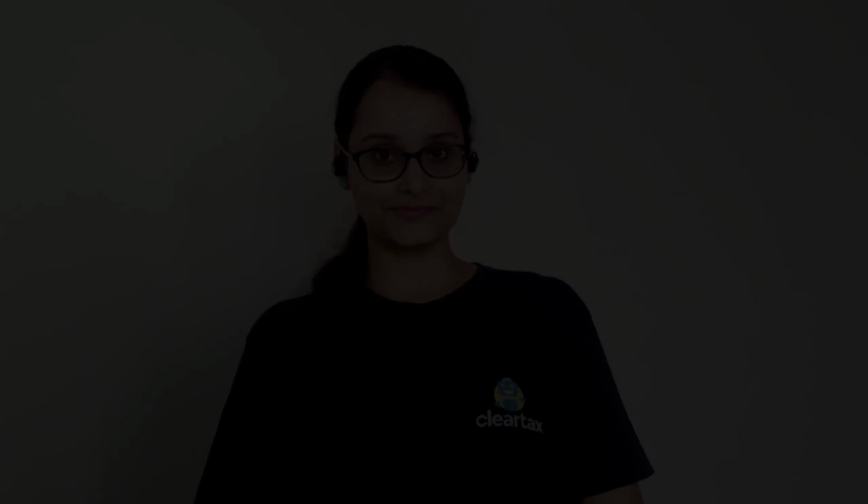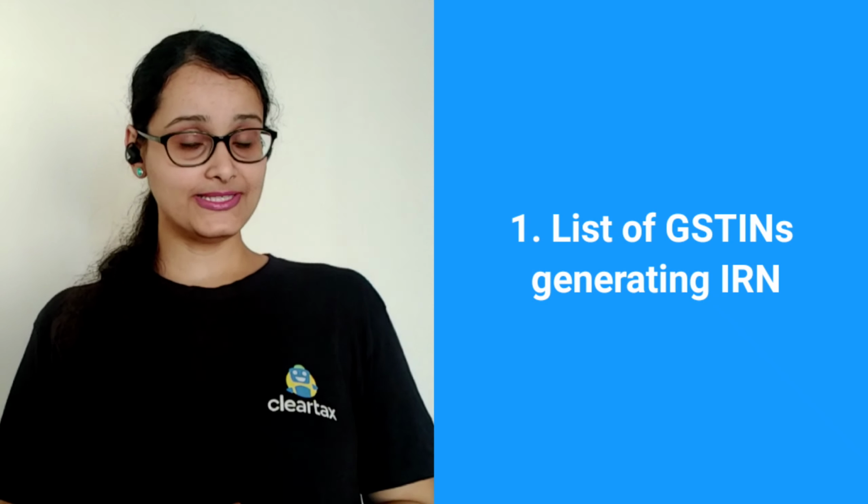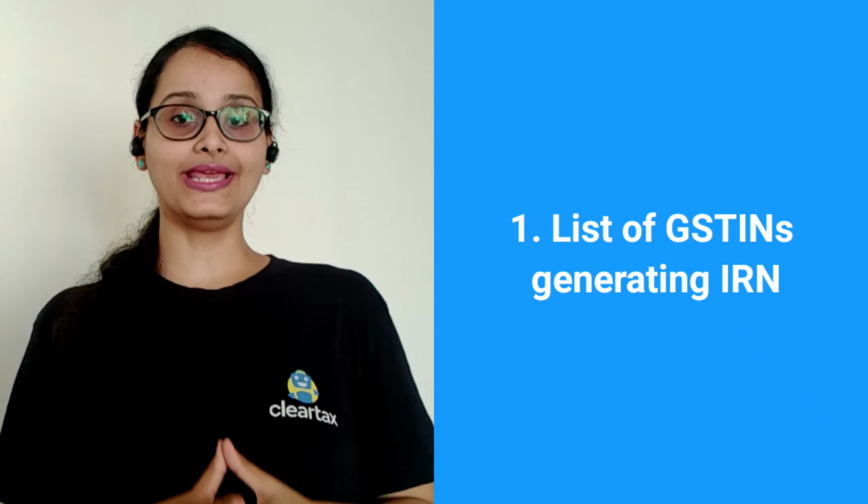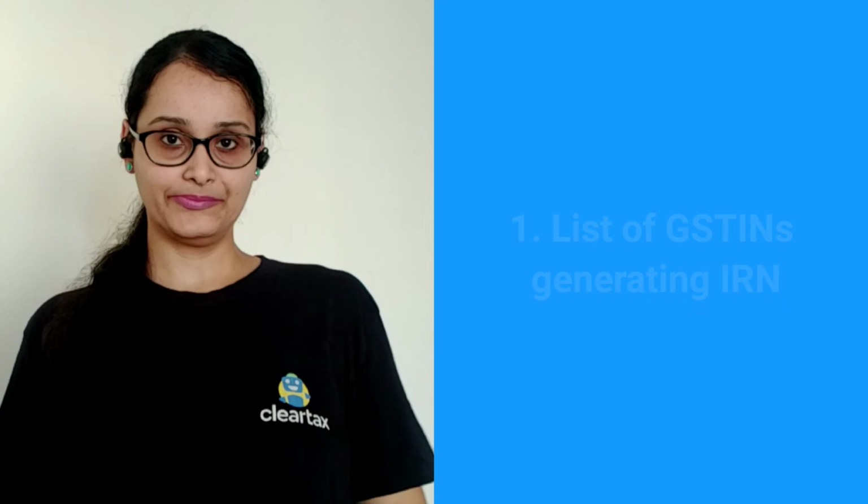Let's find out how and in what ways buyers can verify the authenticity of invoices and whether their vendors are e-invoicing compliant or not. Coming to the first of the facilities that you can use, the e-invoicing portal or IRP has a facility that allows anyone to download the list of GSTINs that are subject to e-invoicing and also comply with it.